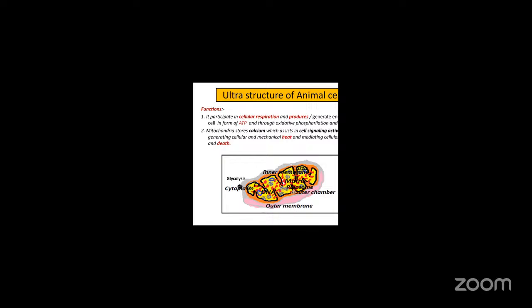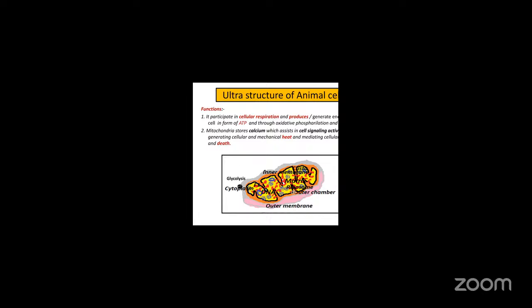So what is the main role of the mitochondria? It helps in cellular respiration, and produces energy in the form of ATP, and also through the process of oxidative phosphorylation. Then apart from this, it also stores the calcium.